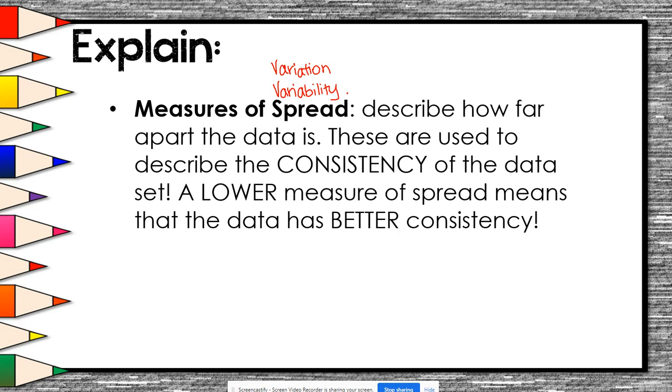If you have a lower measure of spread, it means that your data actually has a better consistency because it's much closer together and it's more predictable. The measures of spread that we focus on are range and interquartile range.